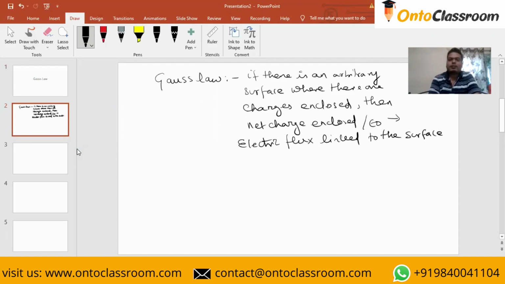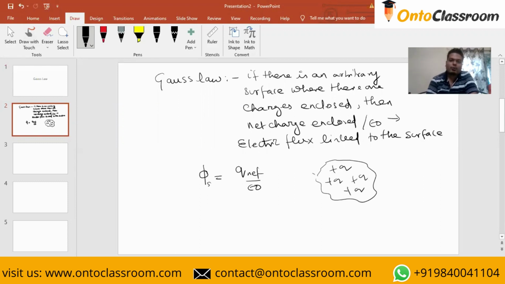Basically, the statement in pure mathematical terms is given by phi equals Q net by epsilon naught, phi s for surface. Now, what does that mean? Suppose an arbitrary surface is made over here, and there are charges plus Q, plus Q, plus Q, and plus Q. What is the net charge enclosed in the surface? 4Q. So the total flux will be equal to 4Q by epsilon naught.